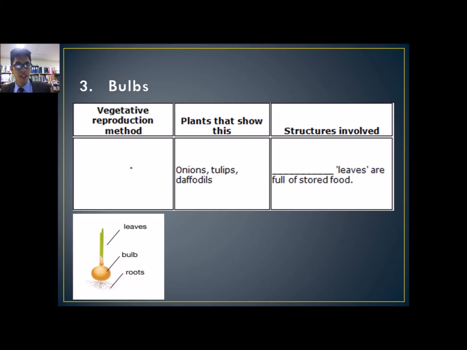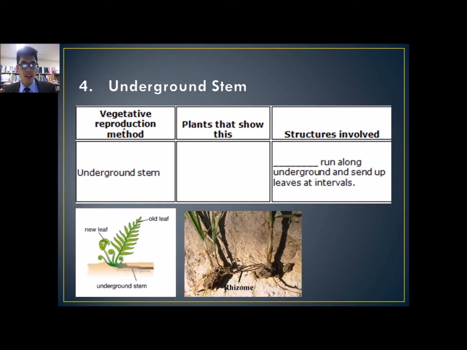The next reproductive method is called bulbs. It happens in onions, tulips, and daffodils, and underground leaves are full of stored food. So this is the bulb over here. The next one is the underground stem, and the plants that show this are bamboo and bracken.